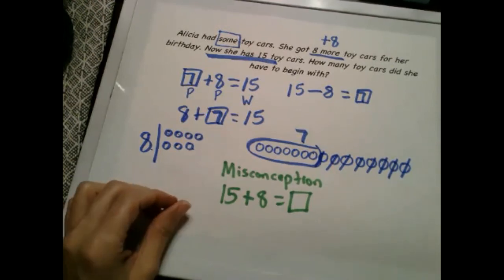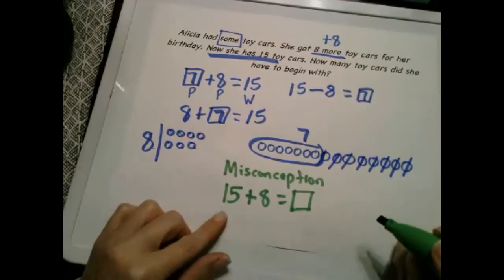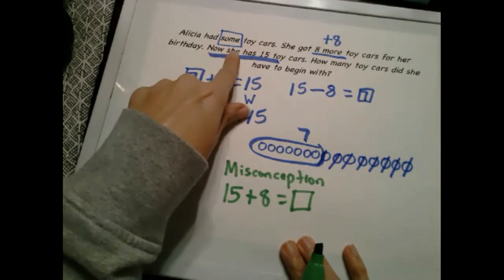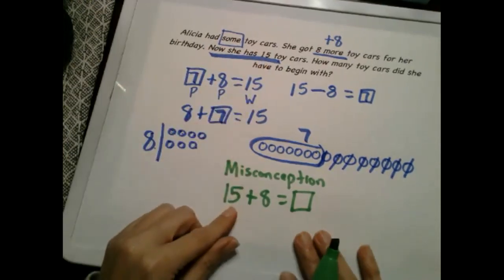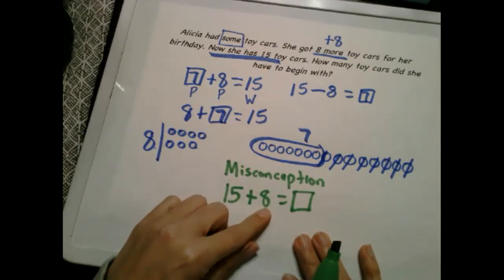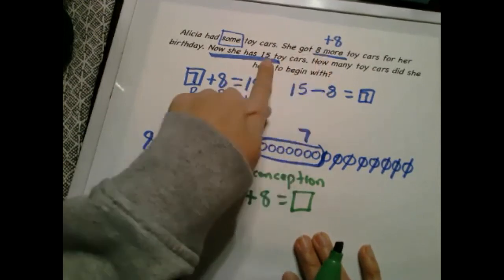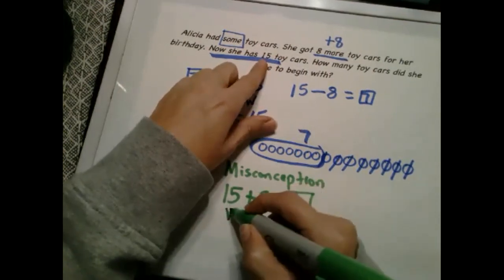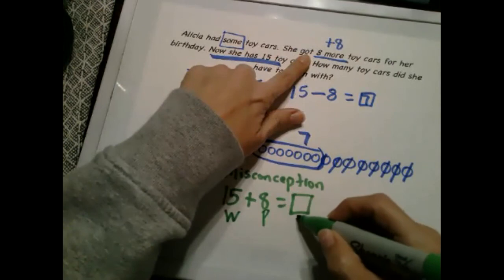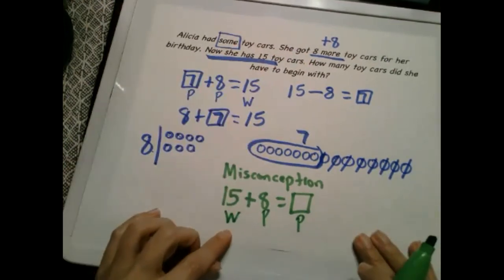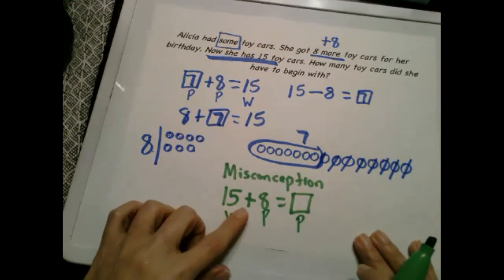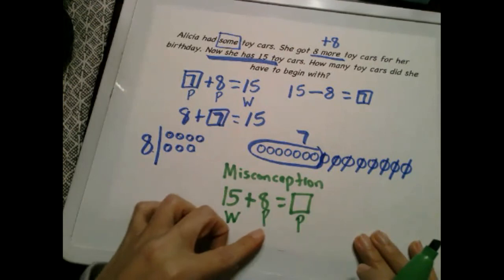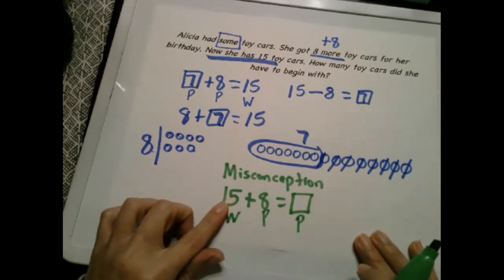That's right, guys. I know that I ended with 15 because it said now she has 15. It did not say she had 15 and got 8 more. So I would not add the 8 and the 15 together because 15 is our whole, 8 is our part, and we're trying to find the other part. Do we ever add our whole to a part? No, we never add a whole to a part. So this was a misconception.